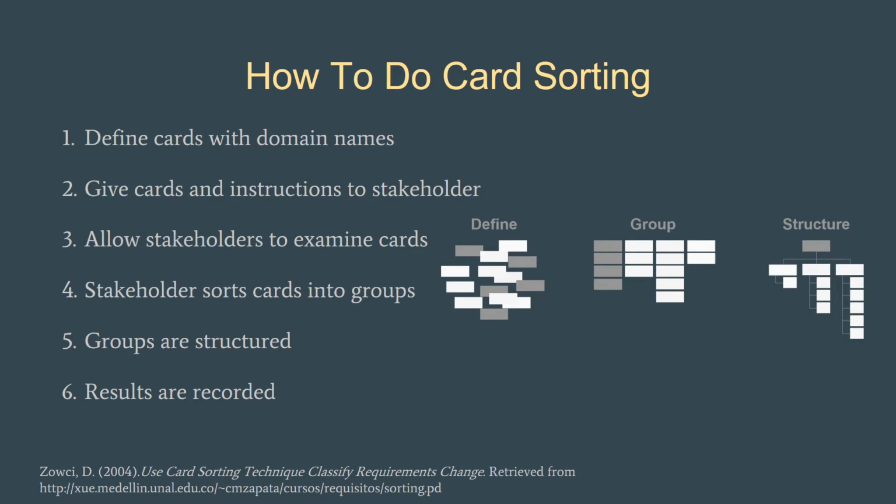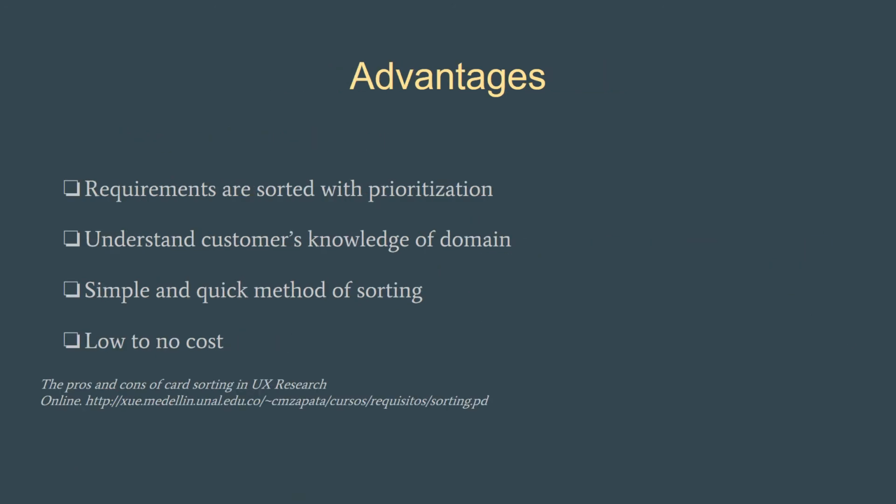Once the process is ended and a structure with different groups and priorities for each entity has been established, the structure is recorded. In this diagram, we can see how the pile of defined cards goes from being completely unorganized to grouped to actually structured.